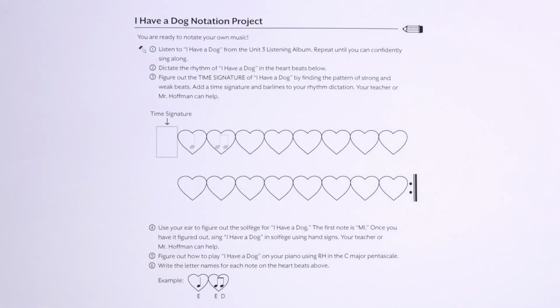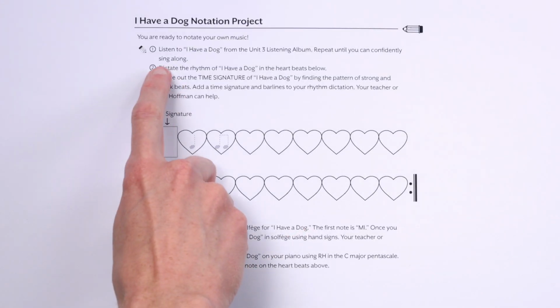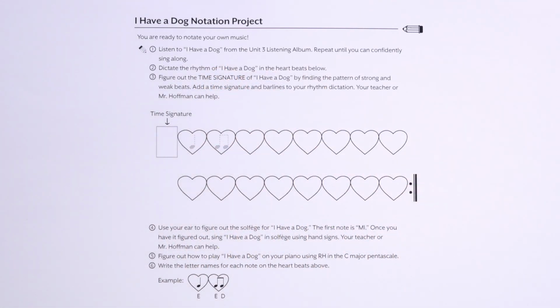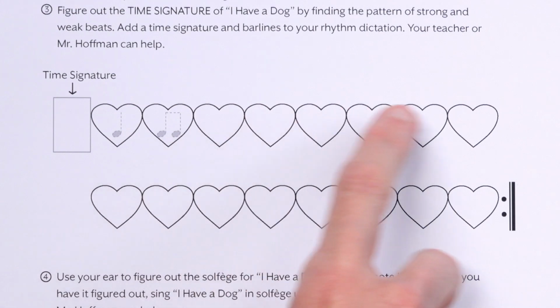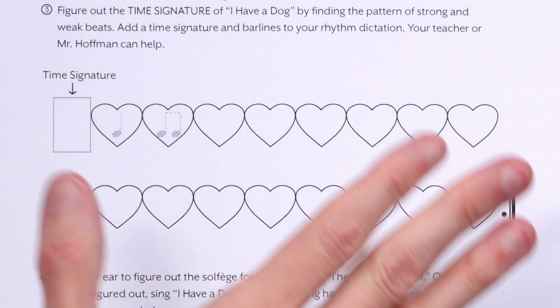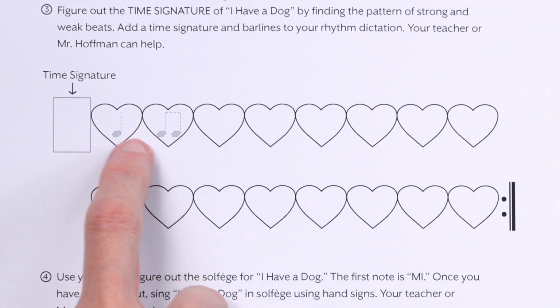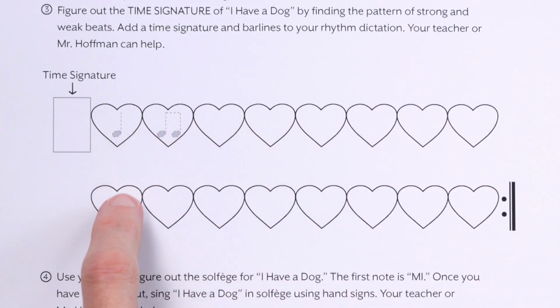Step 2 of our notation project is to dictate the rhythm of I Have a Dog in the heartbeats you see here. Now, in your own theory page, which you can download and print from our website, I'd like you on your own to write the rhythms in these heartbeats. I'll help you get started, but I'd like you to do as much as possible on your own.